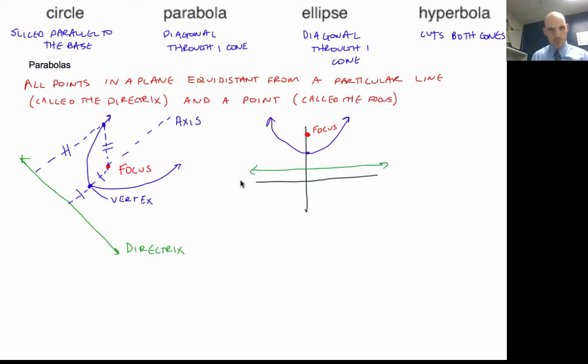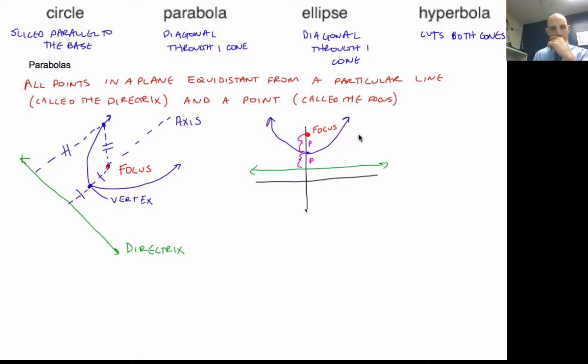Here, yeah? There's a couple of significant distances here. The first one is that the distance from the vertex to the directrix is P, and from the focus to the vertex is also P. So those distances are the same. Notice over here, that's what I just said. From the directrix to the vertex and from the vertex to the focus, those distances are the same. That's actually going to help us define the equation for a parabola.